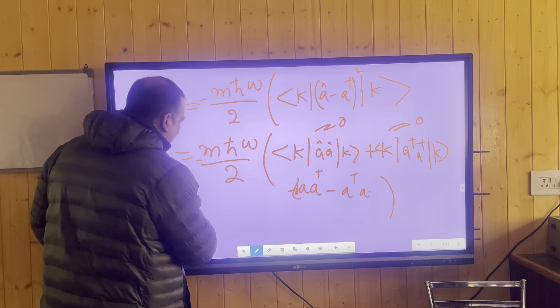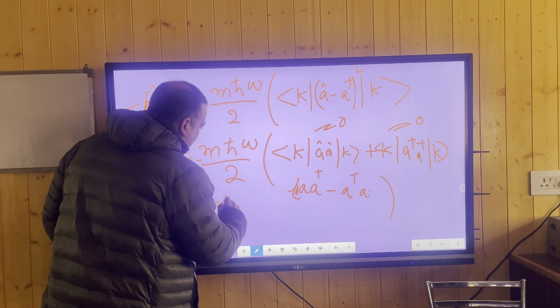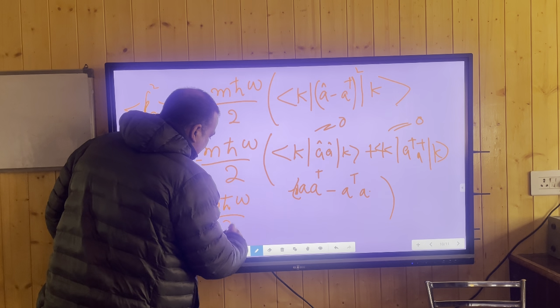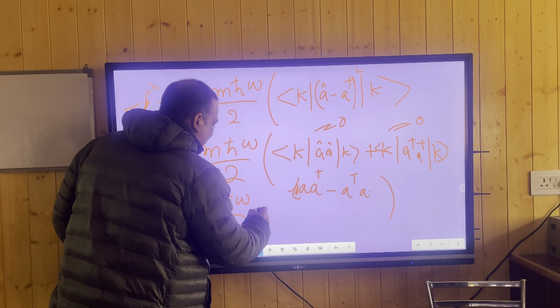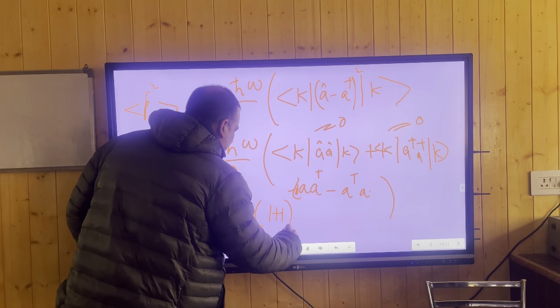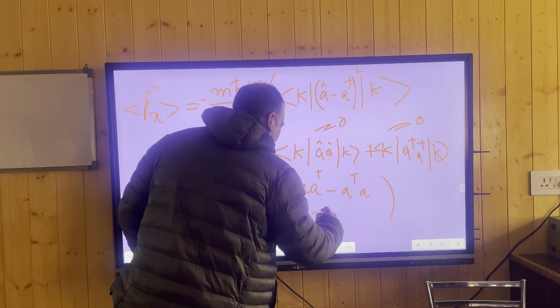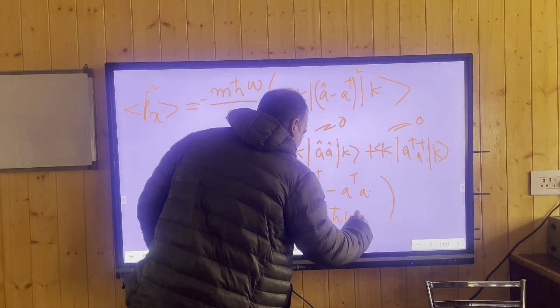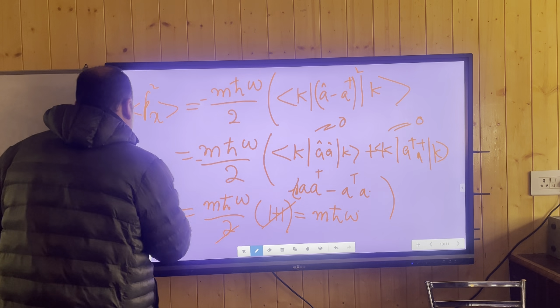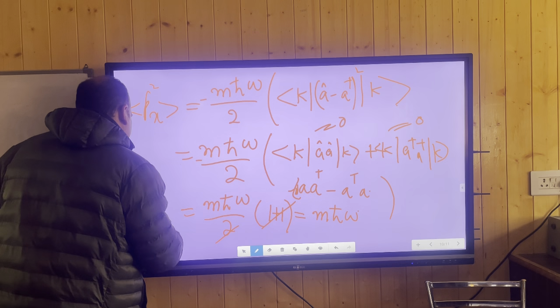So when it makes everything positive, you will have m h bar omega by 2, and the result here will be 1 plus 1. So that will be 2, and the 2 will cancel. So you have got m h bar omega. So this is your px square.